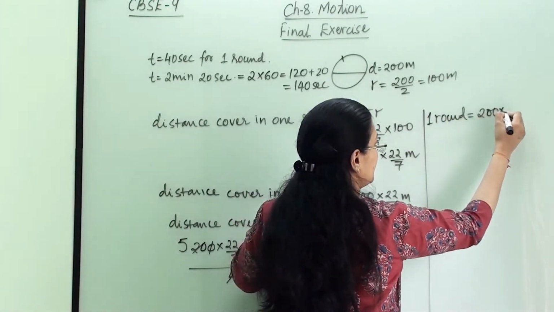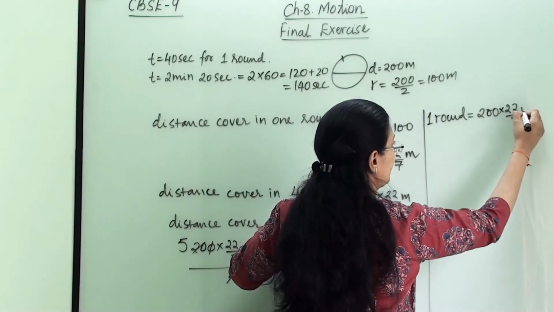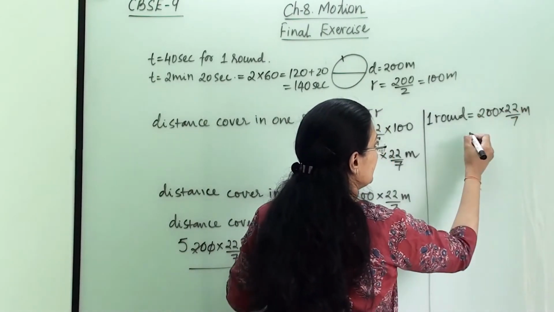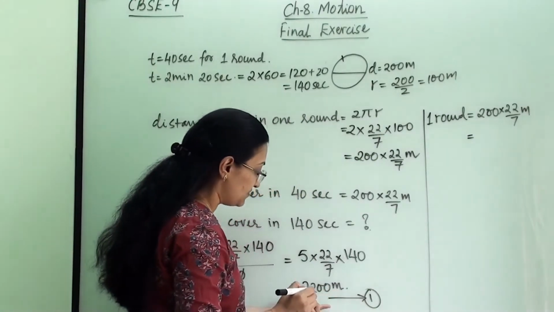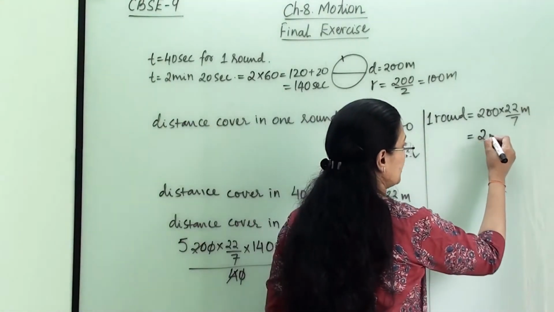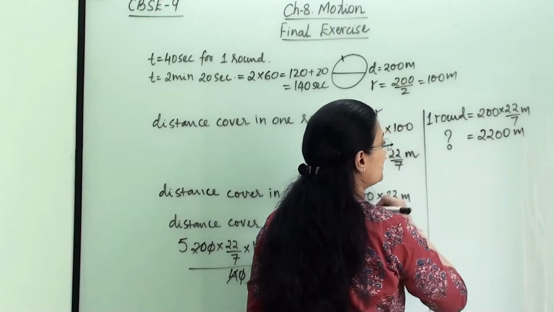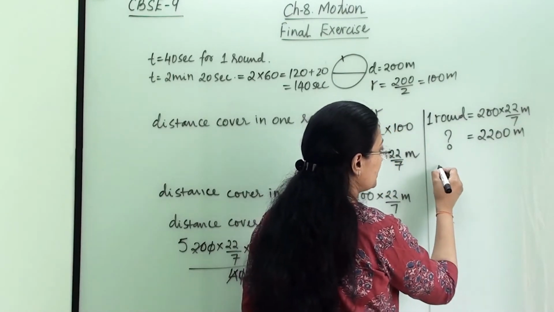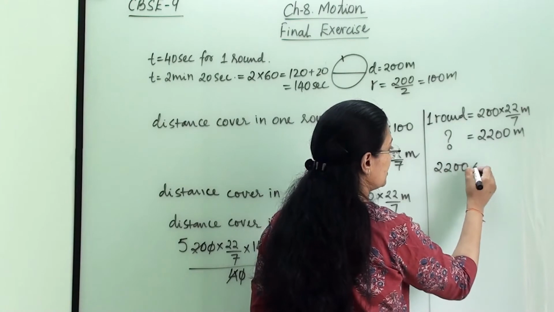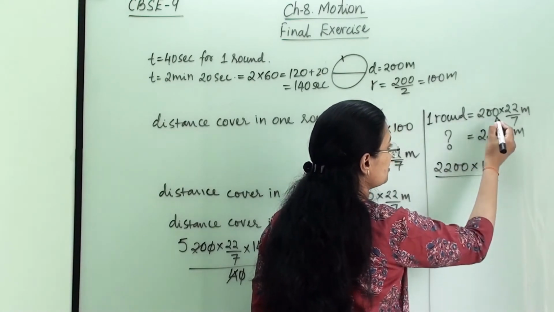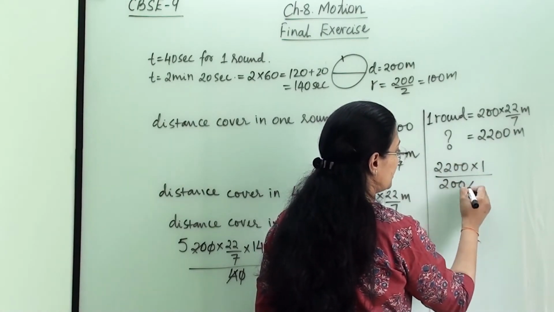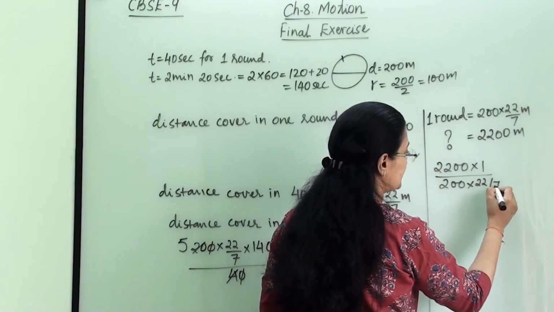2 into 22 by 7 into 100, that is 200 into 22 by 7 meter distance. Then how much distance do we have? 2200 meter distance we have. Then how many rounds will he cover? So we can write here 2200 in division with this, 200 into 22 by 7.